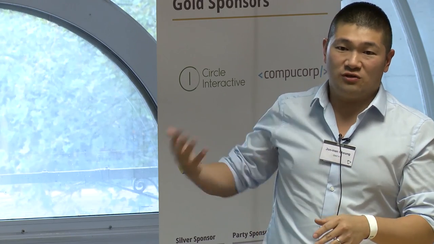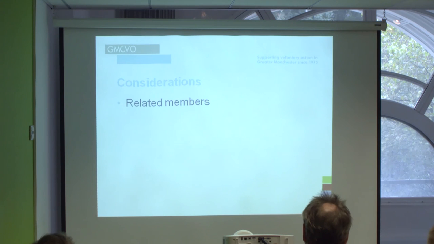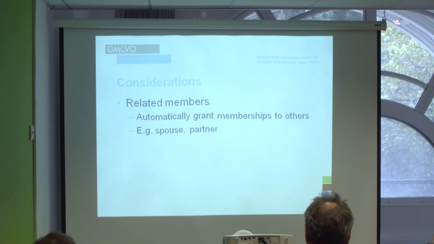So the relationship that we're using there to give the related membership is employee-employer, yeah? Okay, so that's how you can set up. So this automatically grants memberships to others, e.g. a spouse or a partner. And you can also set up a maximum number of related members.